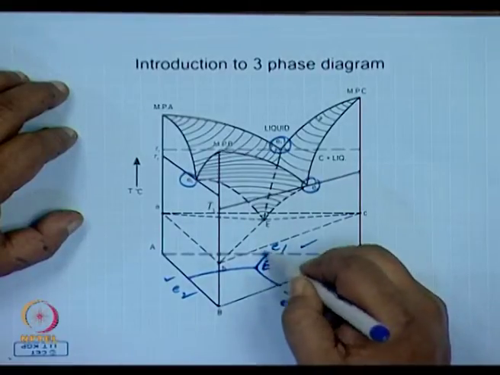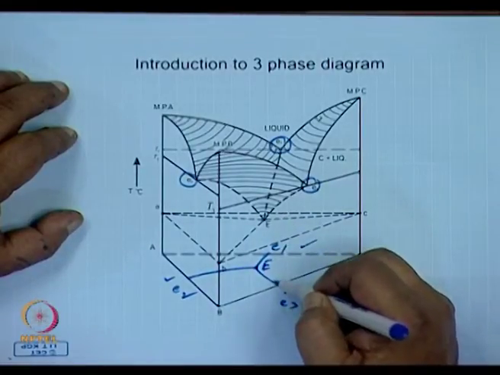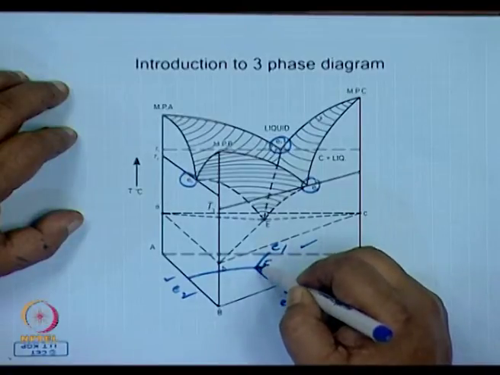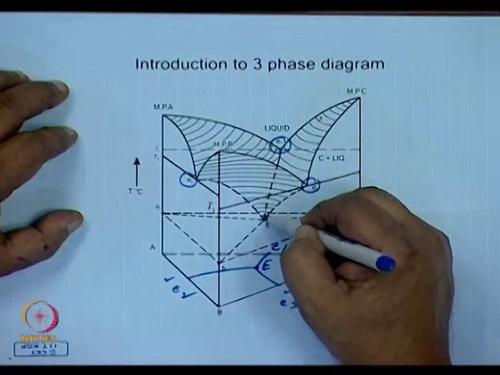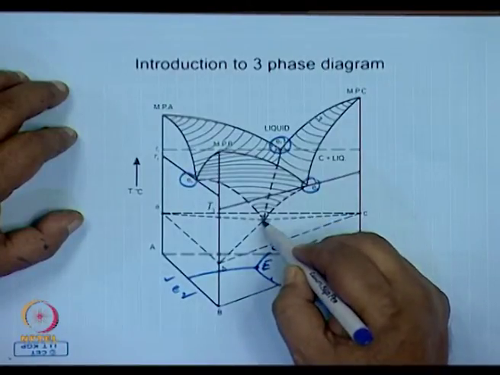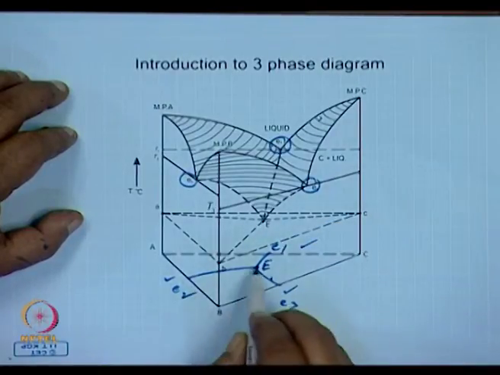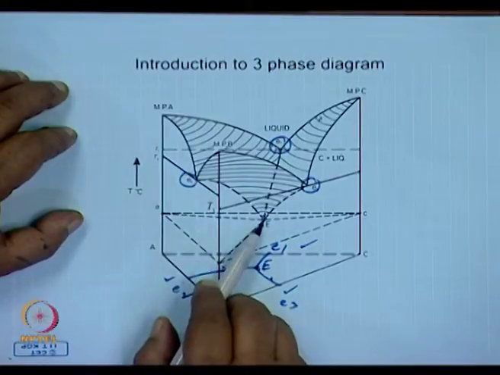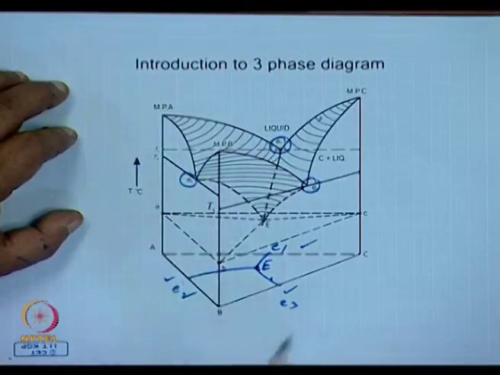So these lines, I reiterate, this E1E line is a projection of the E1E line. This E3E line is a projection of this E3E line. And this E2E line is a projection of this E2E line. Now let me take this further.